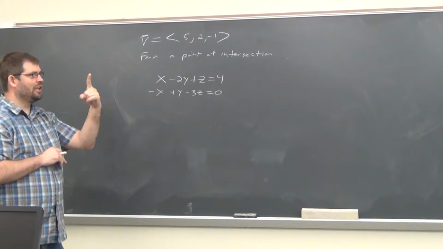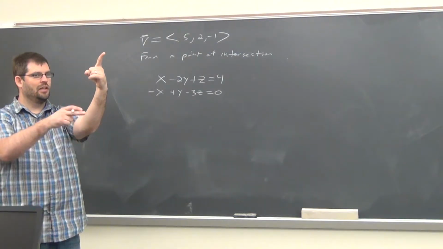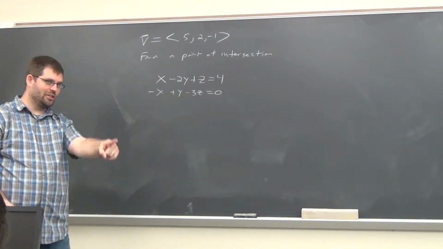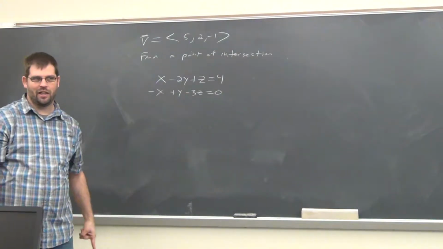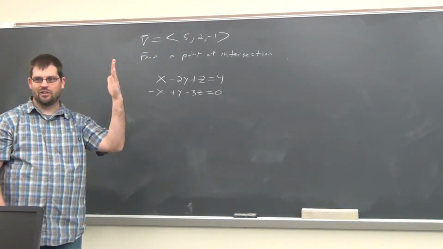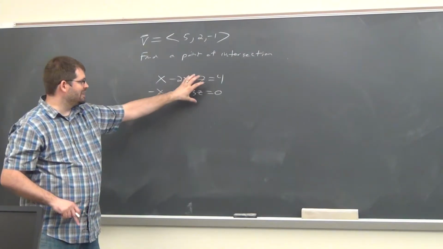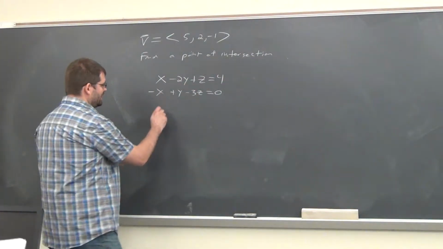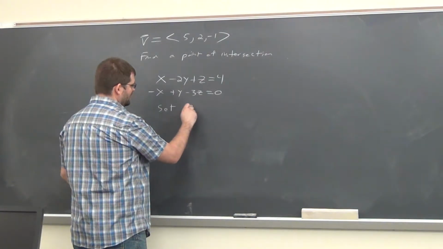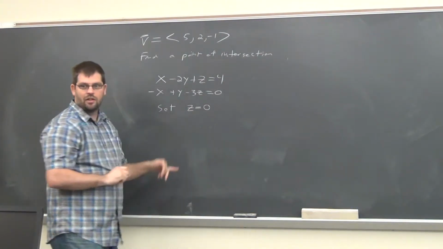But the point is that if you have some line through space, it will almost always intersect one of the coordinate planes. So it'll almost always intersect the xy plane. You're at the xy plane when z is 0. And so you can just set z equal to 0 in both of those.